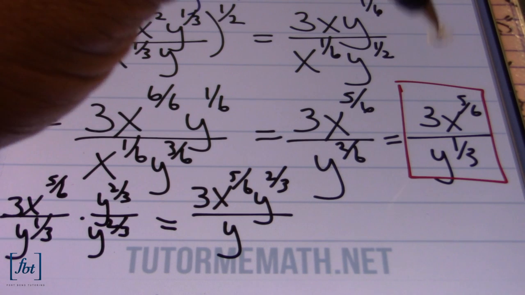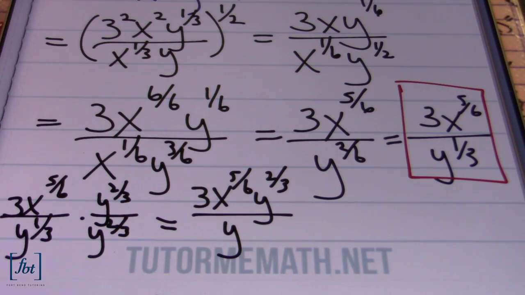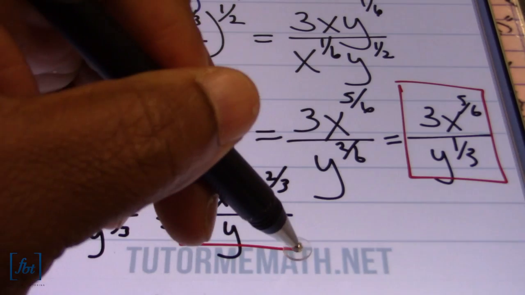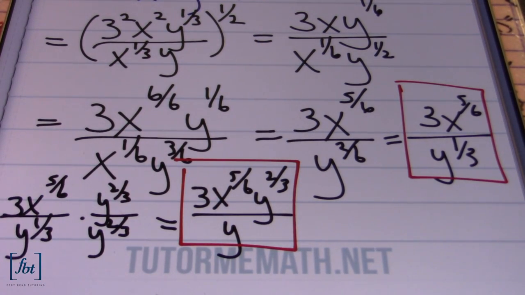All right. So you can write your answer like this, my preference, or if you have to ensure that you don't have any rational exponents in your denominator, then you'll have it written in this form. And once again, I'm rationalizing the denominator to eliminate the rational exponents in the denominator. Okay. So there you go.